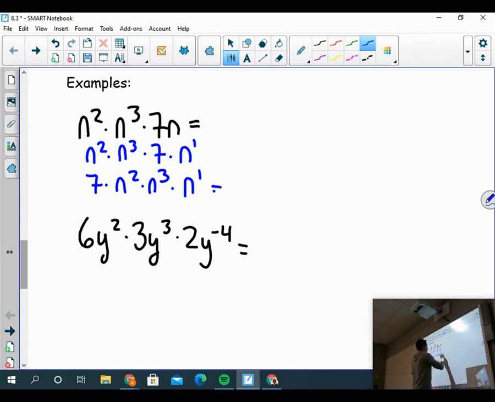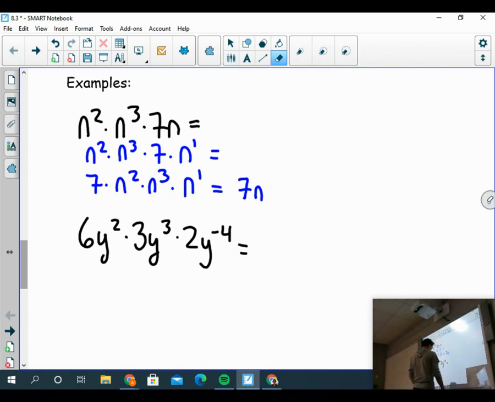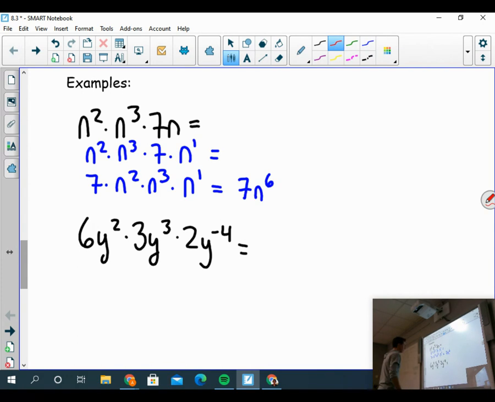And this becomes really clear to me that the simplified version will be 7n to the 7th. I'm sorry, not to the 7th. 7n to the 6th. 2 plus 3 plus 1 is 6.